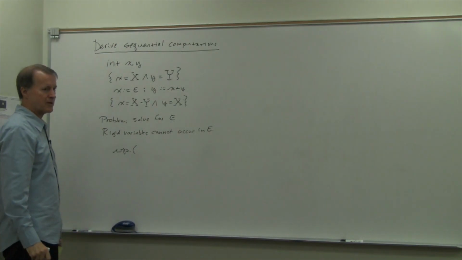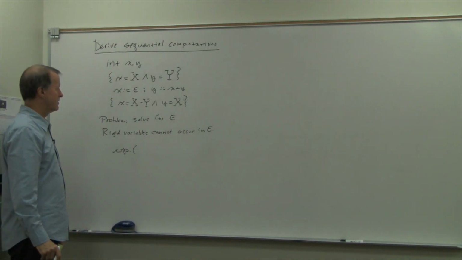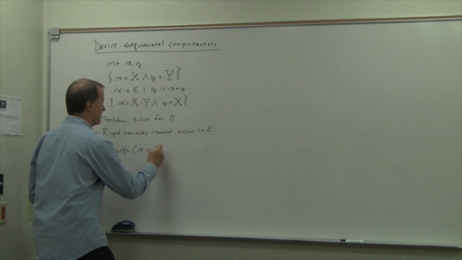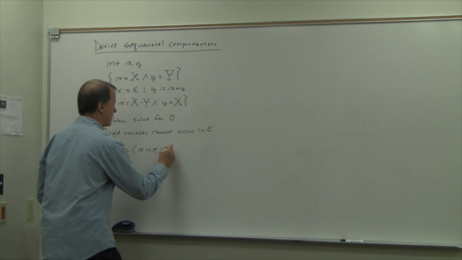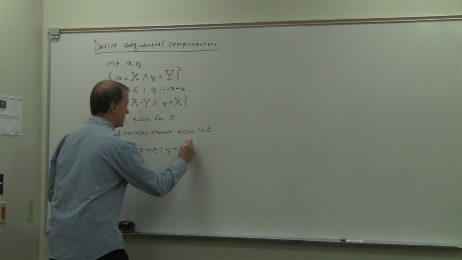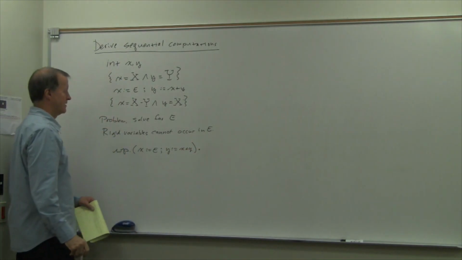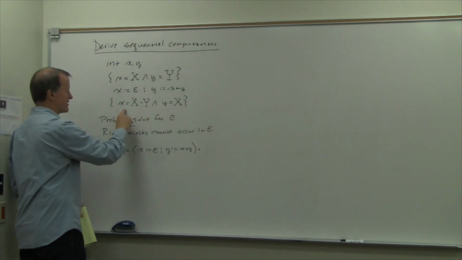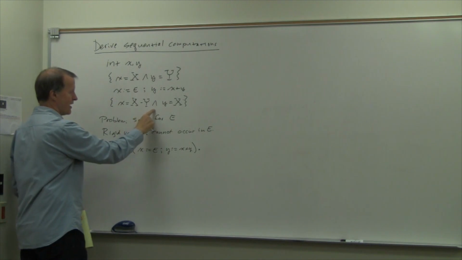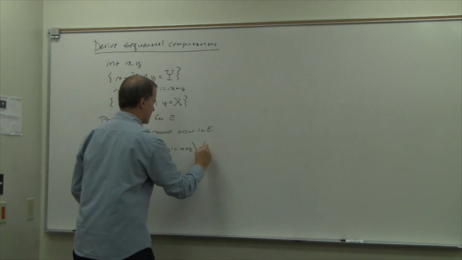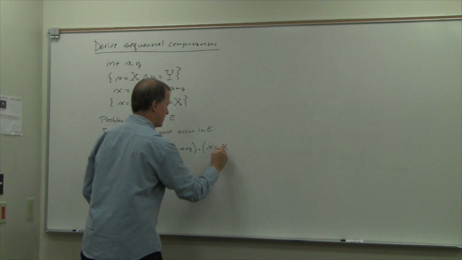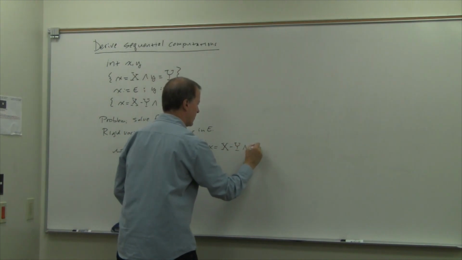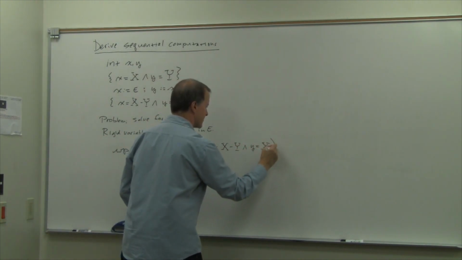Now what's the program here? x gets e; y gets x plus y, and the postcondition is x equals rigid x minus rigid y, and y equals rigid x. Okay?